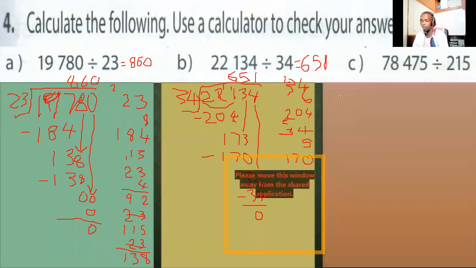Now let's do the last one on question number 4. 78,475 divided by 215. Right.